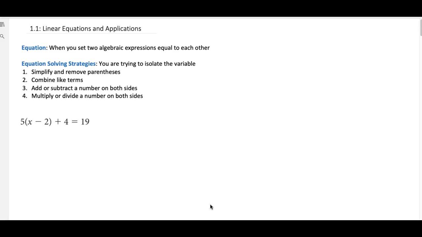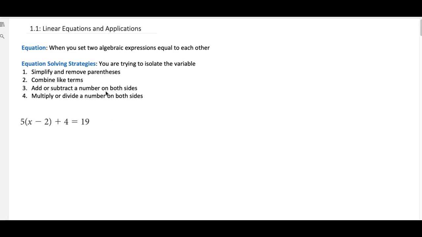Every equation is different. So some general strategies are that you want to simplify and remove parentheses first and then combine like terms. And then you're going to add or subtract a number on both sides to try to isolate the variable. And then you're going to multiply or divide a number on both sides to try to isolate the variable. I kind of think of it as peeling an onion, trying to get everything to go away as you peel down to the variable.